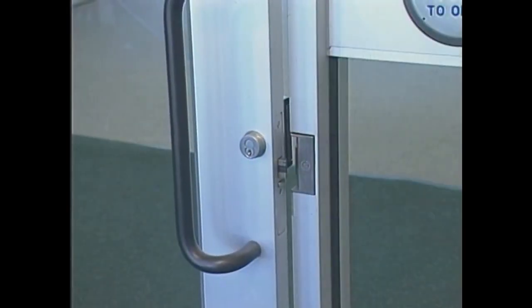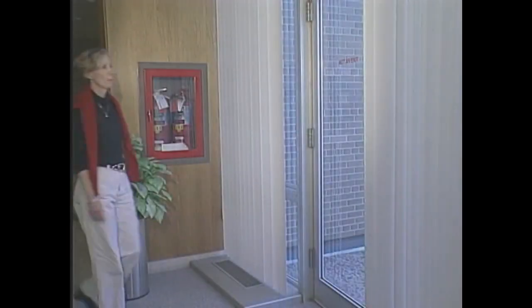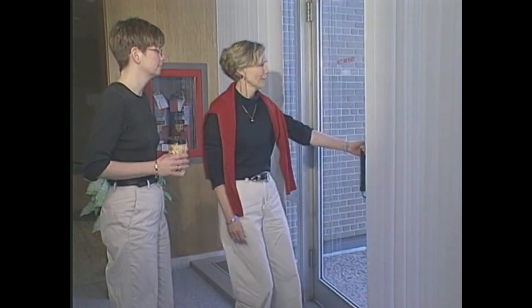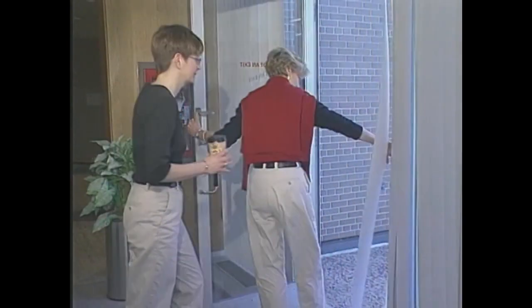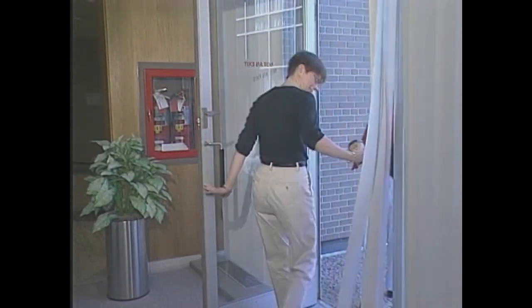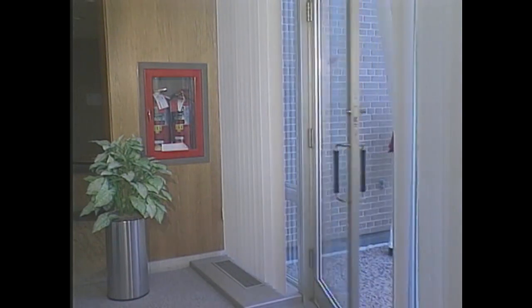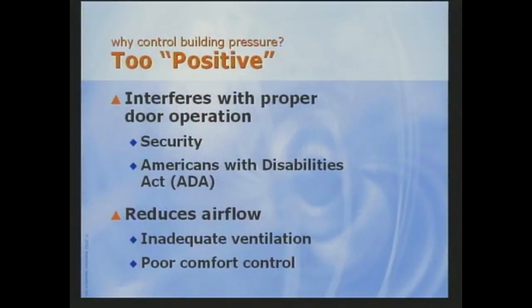This can be a security problem. Any inward swinging doors may be difficult to open. In fact, the Americans with Disabilities Act sets a legal limit on door opening force. Too much positive pressure can reduce intake airflow and result in poor ventilation. The intake fan can only overcome so much pressure, and excessively positive space pressure can also reduce supply airflow and may result in loss of space temperature control.